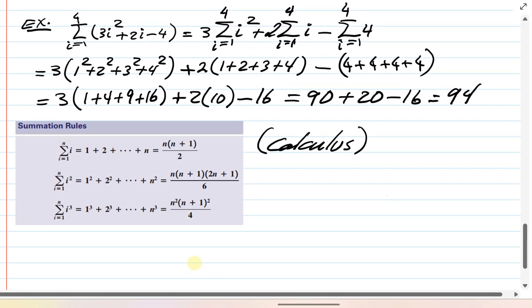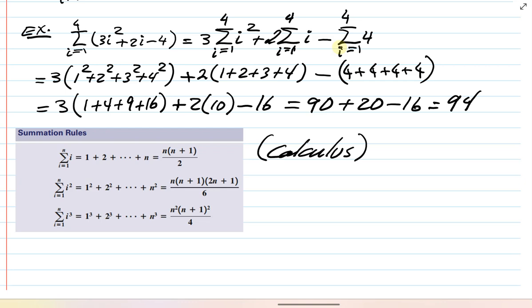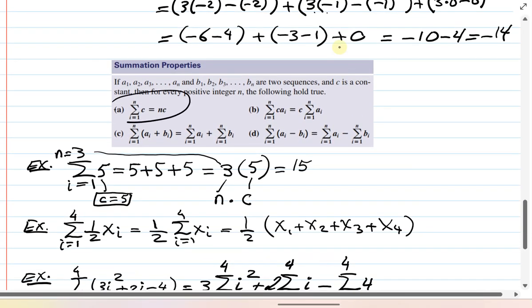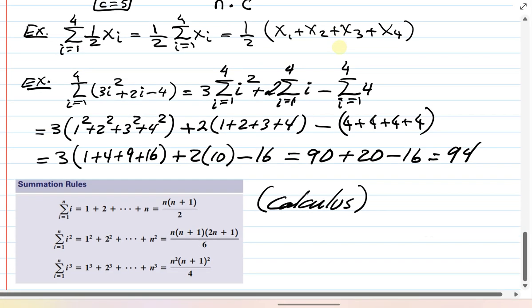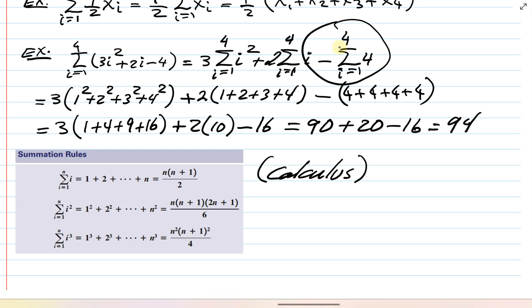Now, let's redo this example using the properties. So what properties am I talking about? Well, the one property that we had was in the beginning. Remember this one? The sum of a constant is n times the constant. We can apply that to the last sigma. So let me write the pieces here. Sigma of 4, i goes from 1 to 4, is 4 times 4. That's this 4, this is the other 4, or 16.